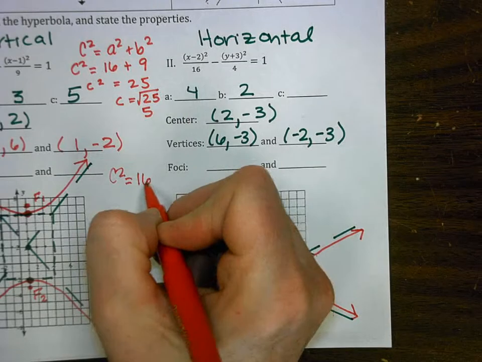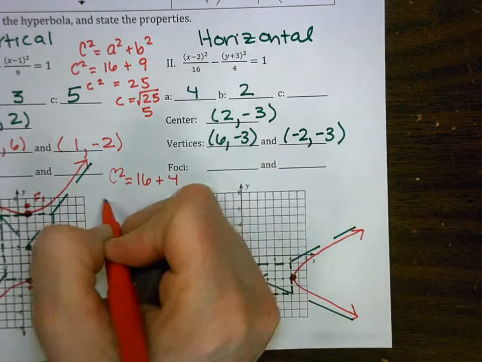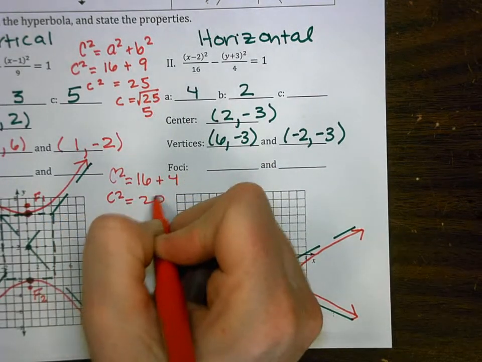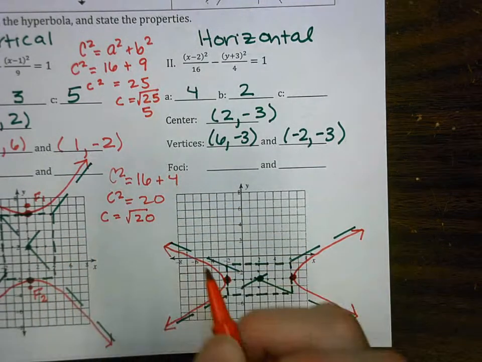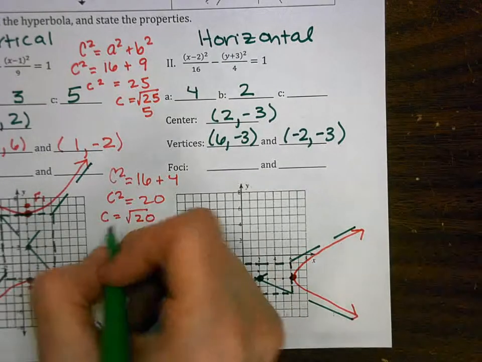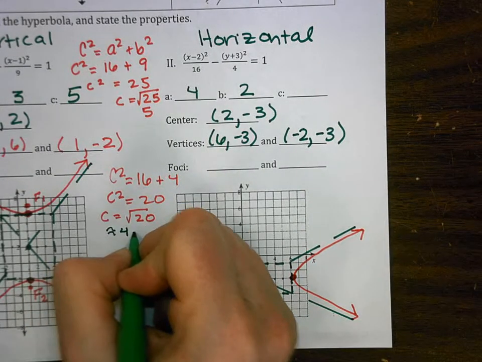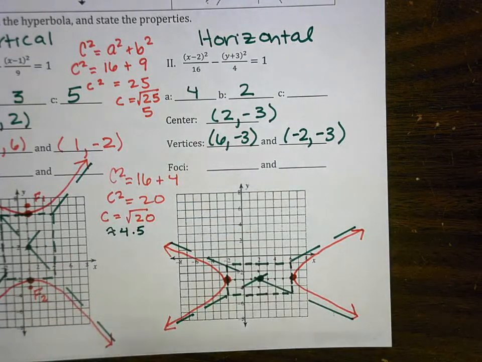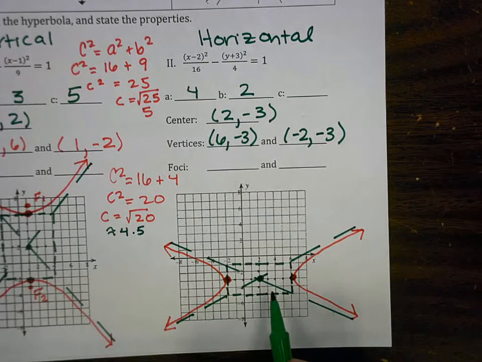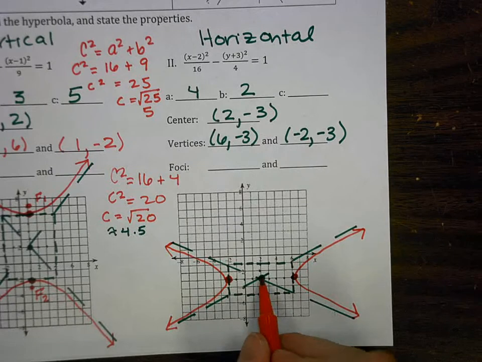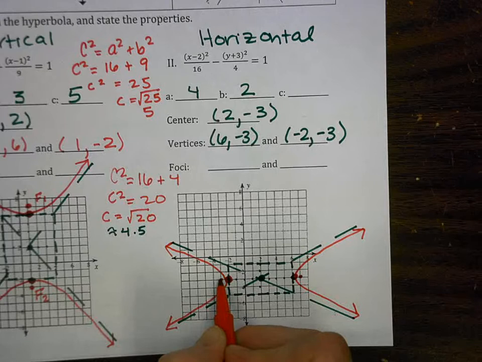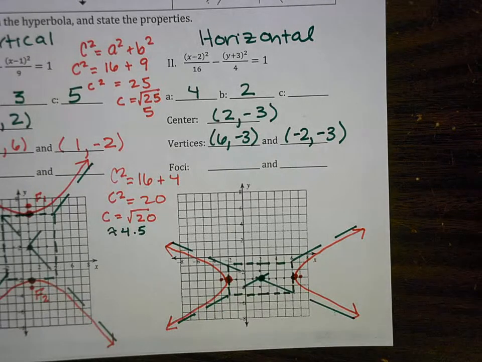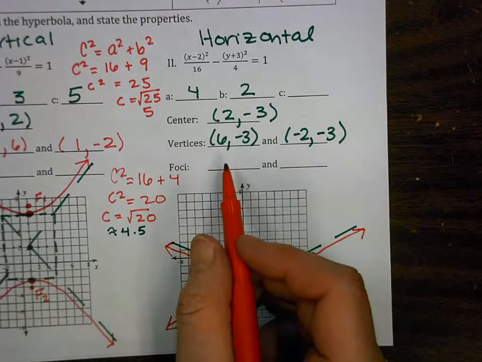We've got to solve for C squared. So C squared equals 16, 4 squared, plus 4. C squared equals 20. C equals the square root of 20. Well, the square root of 20 is approximately 4.5. So I'm going to sketch it first. Looking at my graph, I'm going to go from the center 4.5. So they're right in there and right in here.